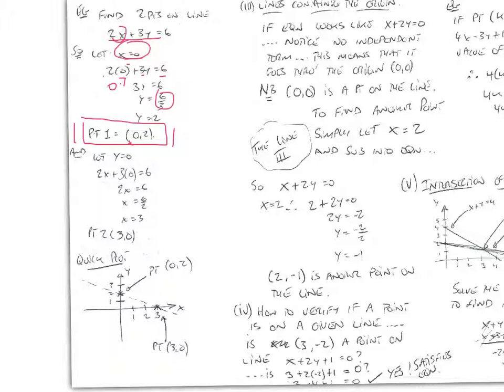That's 1 point on that line. The next point, we let y equals 0, plug that into the equation where we see y. So 2x plus 3 times 0 is 6, 2x equals 6, x is equal to 3. Our second point is (3, 0). A quick plot, x, y axis, (3, 0), (0, 2). That's a very quick plot of that line.